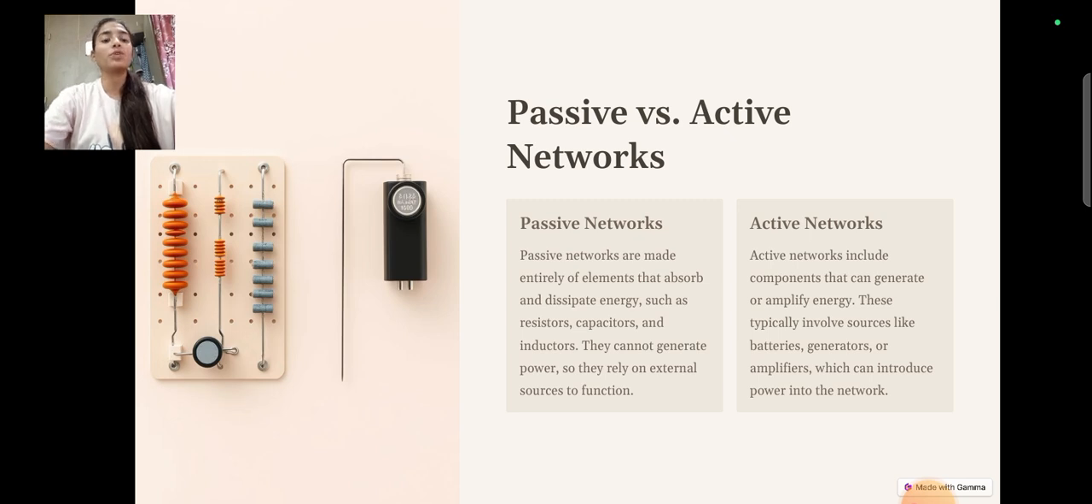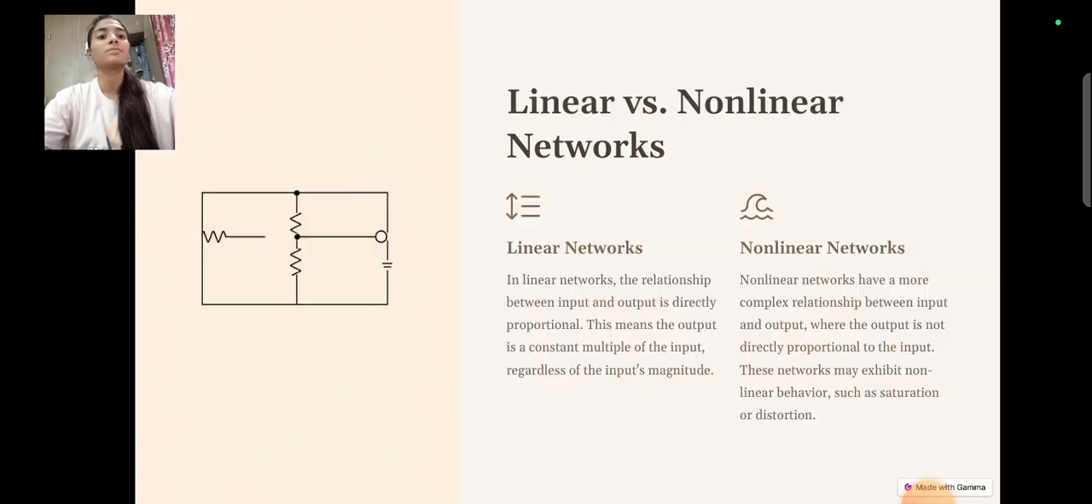Passive versus active networks. Passive networks are made entirely of elements that absorb and dissipate energy, such as resistors, capacitors, and inductors. They cannot generate power, so they rely on external sources to function. Active networks. Active networks include components that can generate or amplify energy. These typically involve sources like batteries, generators, or amplifiers, which can introduce power into the networks.